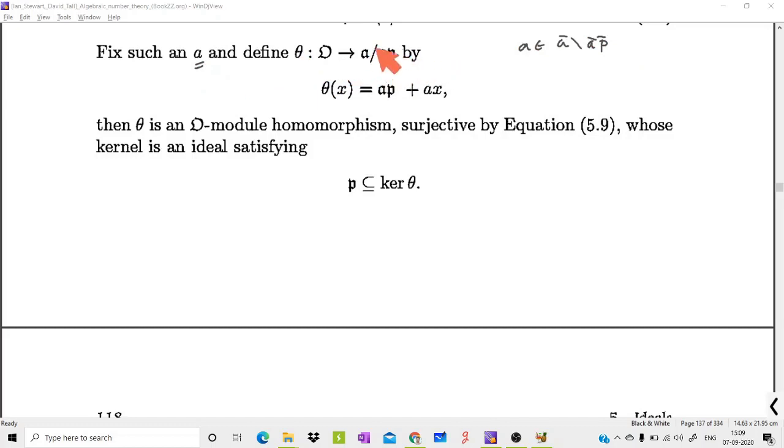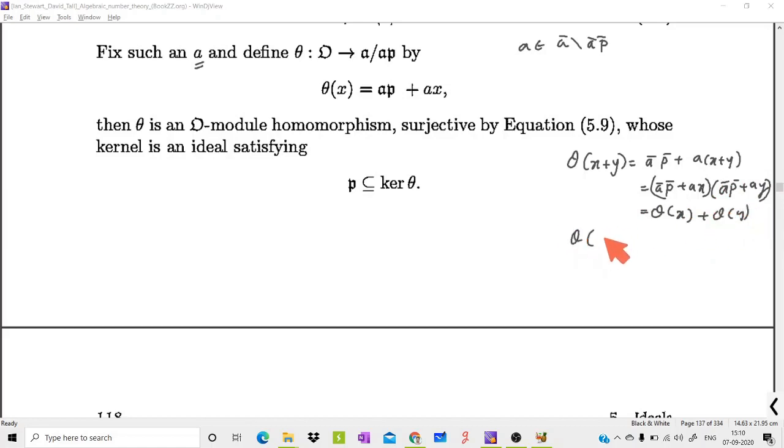These are ideals, these are quotient rings, defined by theta of x equal to AP plus x. You can easily prove that this theta is an O-module homomorphism, like a linear transformation. So theta of x plus y can be written as AP plus A into x plus y. Using the distributive property, you can write it as AP plus AX plus AP plus AY. So this is equal to theta of x plus theta of y.